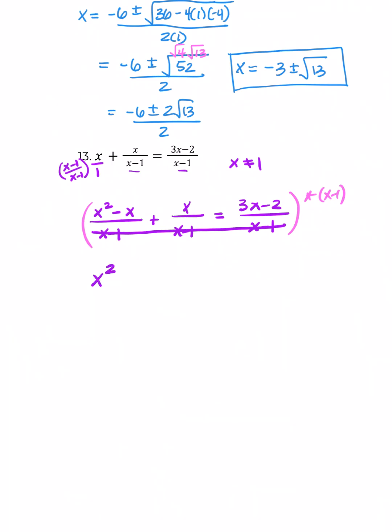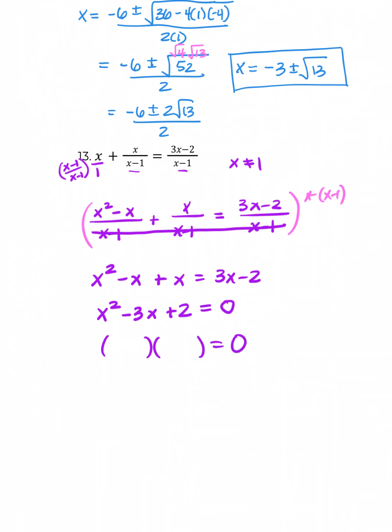So we're left with x squared minus x plus x equals 3x minus 2. If we simplify, combine some like terms, and set it to 0 to potentially get ready to factor, we're going to get x squared minus 3x plus 2. This one looks like it can be factored. That trinomial can be factored.